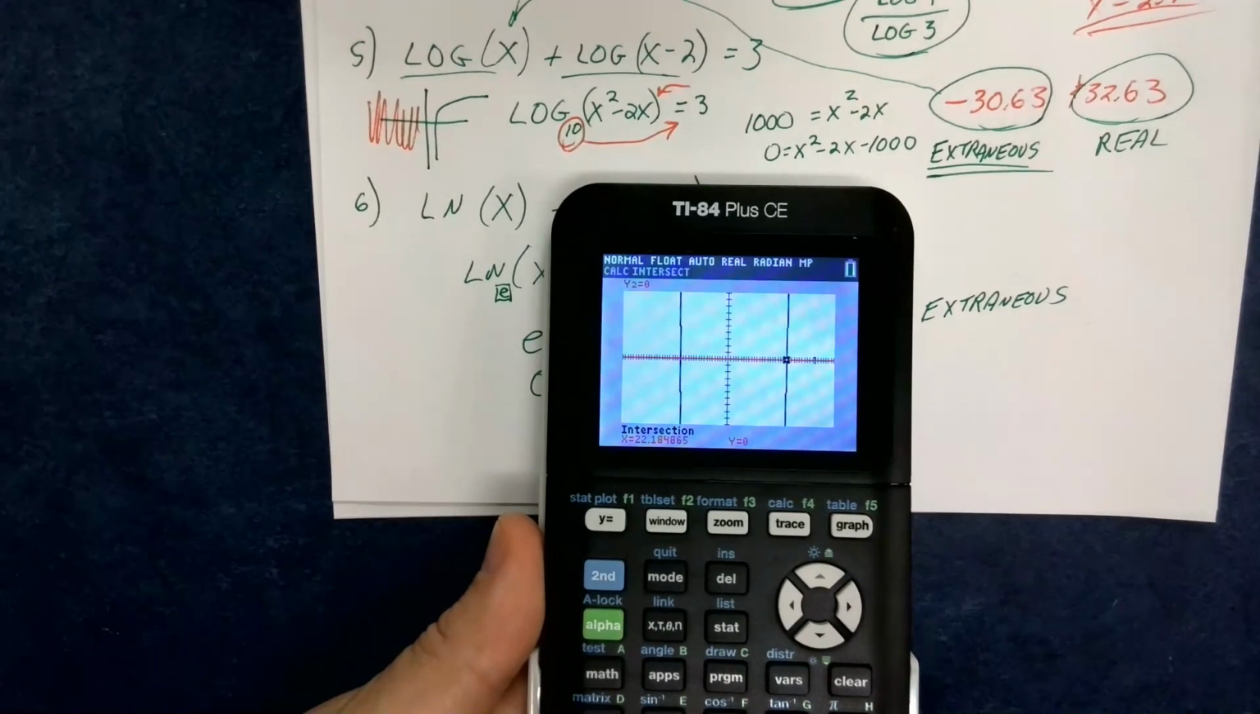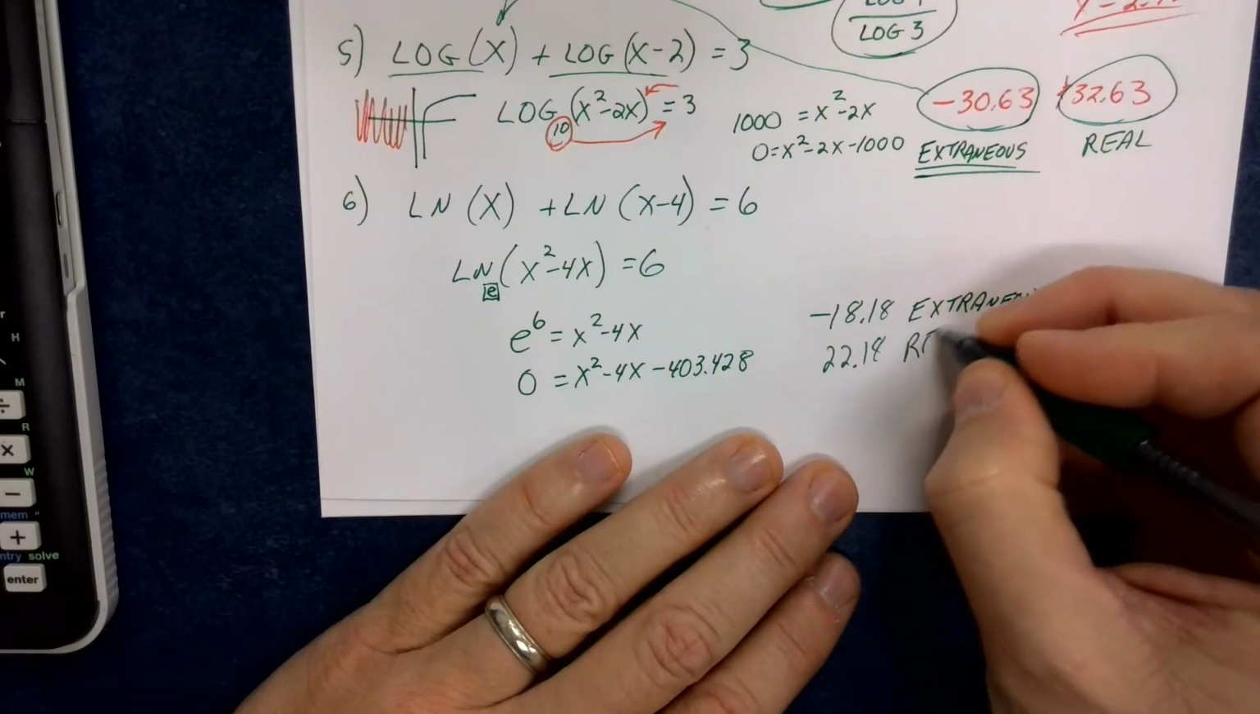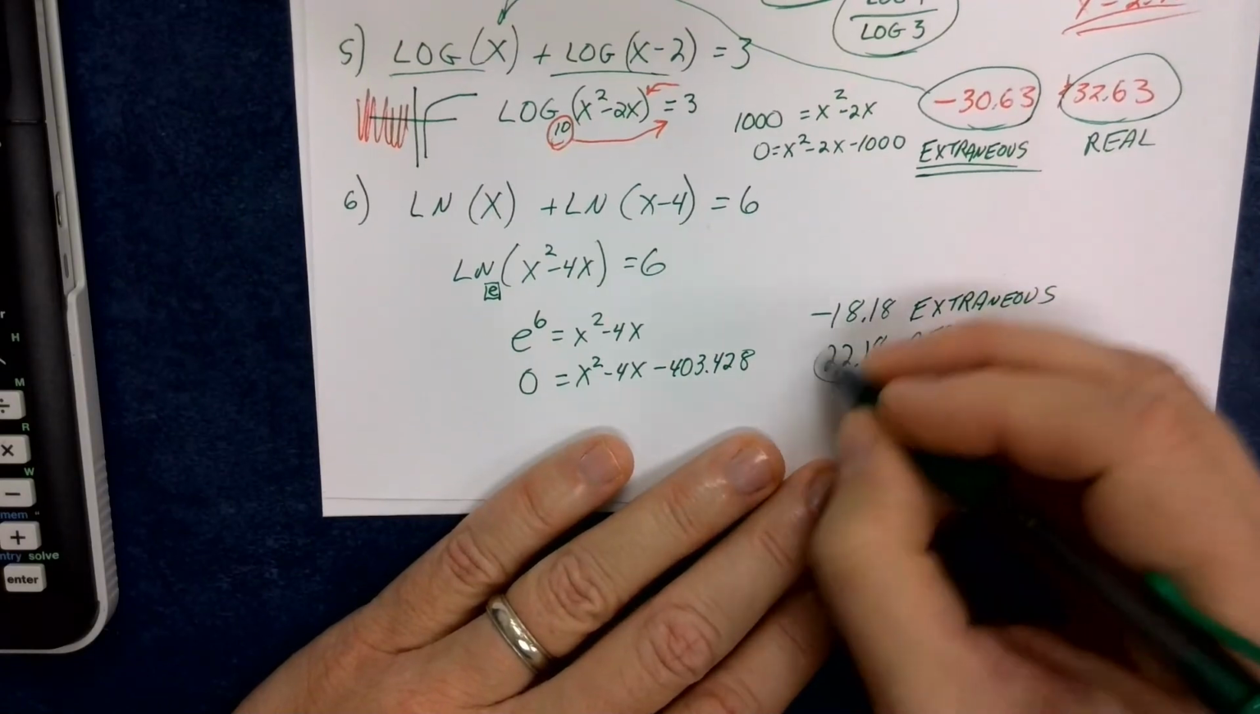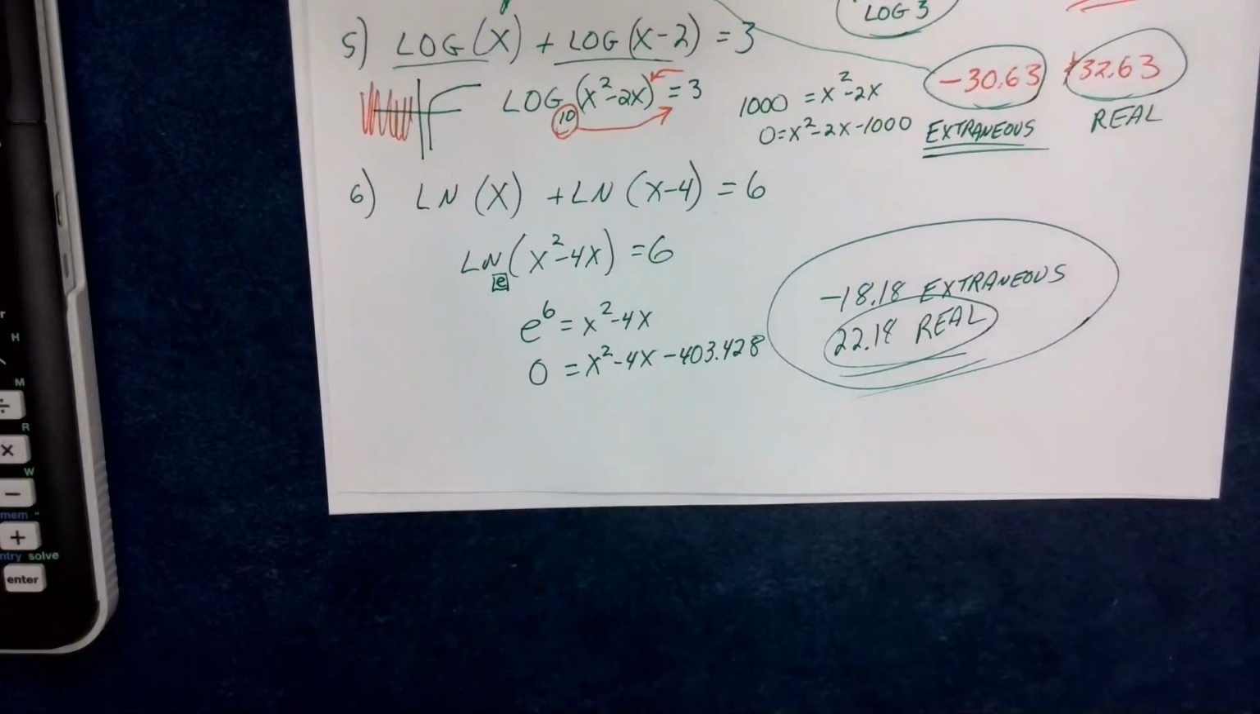Then I do the other one, second trace, number 5 intersection, move my cursor way over here, enter, enter, enter, 22.18, and that one's real. That's the one we want. Well, actually, we want them both. We just need to know that that's extraneous.